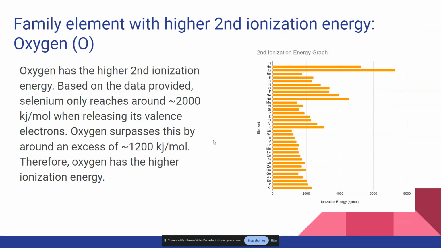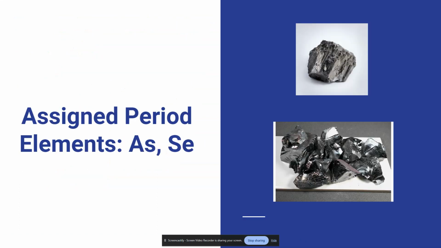Oxygen surpasses this by an excess of around 1,200 kilojoules per mole. Therefore, oxygen has the higher ionization energy, as noted here, with selenium having around 2,000 and oxygen far beyond that, at around 3,200 kilojoules per mole.